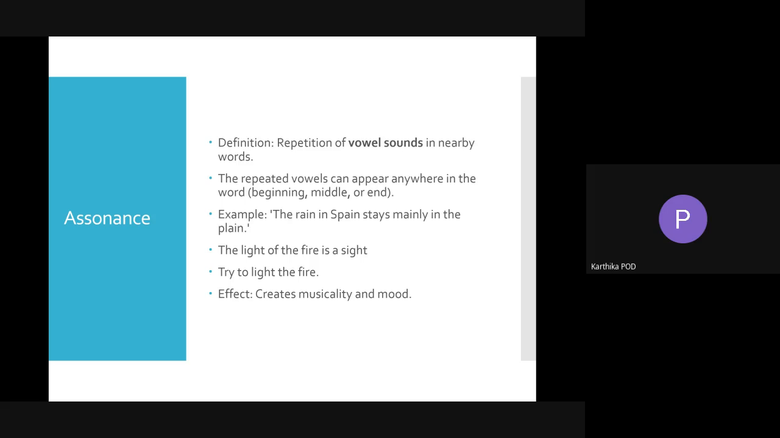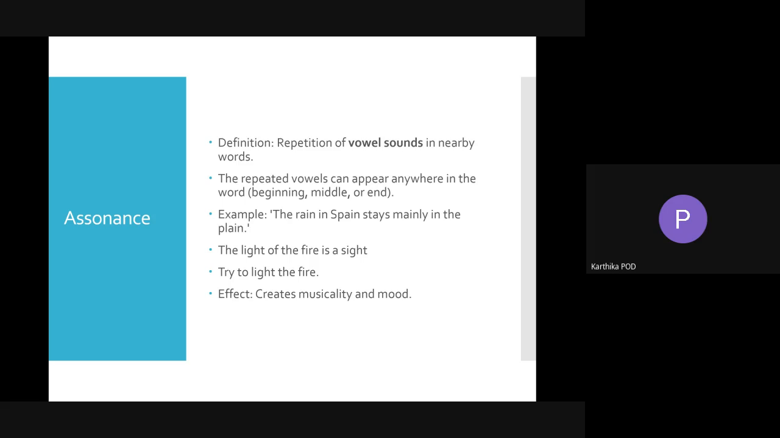So assonance, you have to check for repeated vowel sounds, either at the beginning, in the middle, or at the end. See if there are vowel sounds that are getting repeated. Now, the rain in Spain stays mainly in the plain. There is something else, other than the vowel sound, that is getting repeated in this particular line. What do you think that is? Any idea?